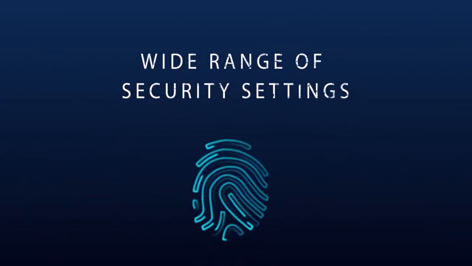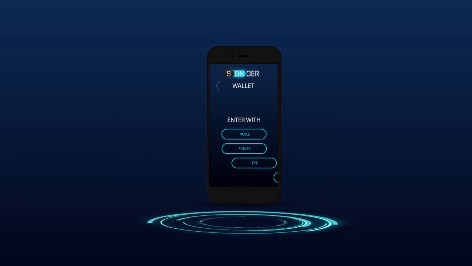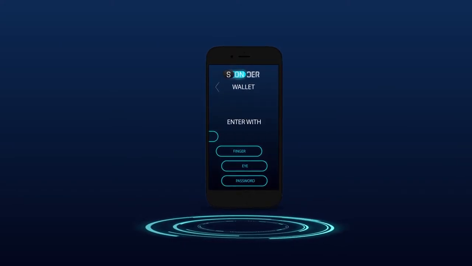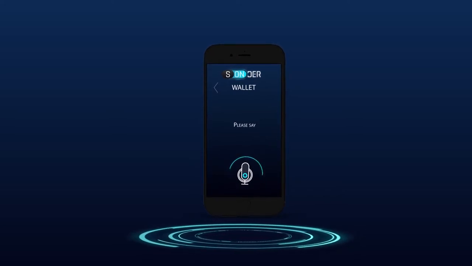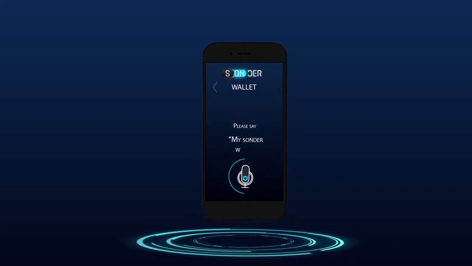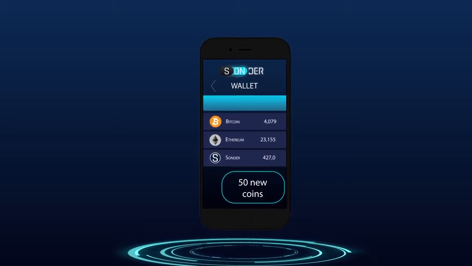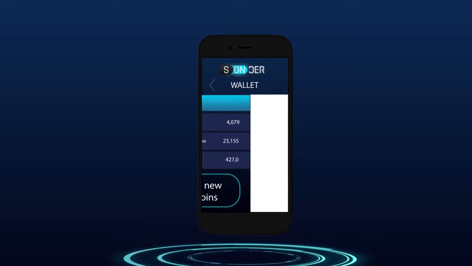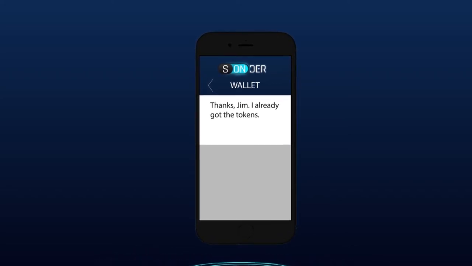Sonder will provide users with a wide range of security settings. Our safe multi-service wallet will be equipped with the latest developments in biometry, including voice recognition. It will support various blockchains and will allow to store any types of coins. The level of security will be comparable to the one of a cold wallet. The wallet will support an internal protected chat.